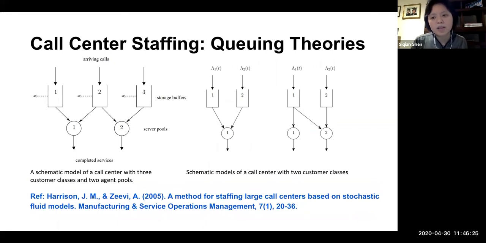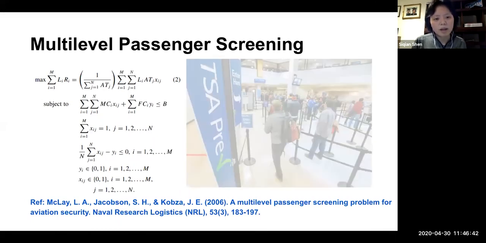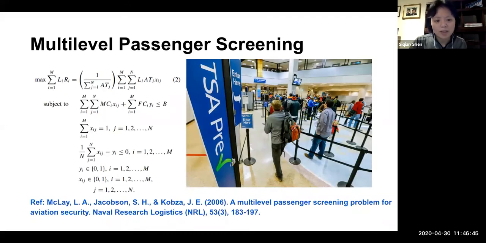The main theory is called queuing theory, and it's basically for handling large volumes of calls, which frequently happen these days. For the screening I was talking about, there has been some research done on multi-level passenger screening. The paper was published in 2006, after 9/11, and people were complaining that they have to go through the whole process even though the chance of catching a terrorist attacker is pretty low.